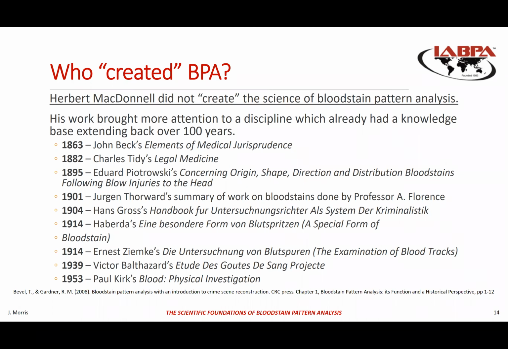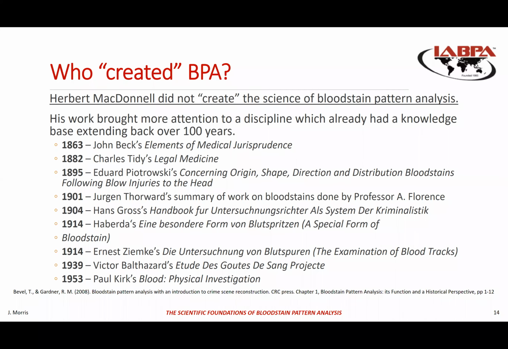Herbert McDonnell in the 1970s and 1980s played a large part in bringing bloodstain pattern analysis to prominence, to demonstrating its usefulness in criminal and civil investigations. But the work that was done on evaluating bloodstain patterns went before him for 100 years. Going all the way back to 1863, we start seeing published research about scientists and doctors and investigators who were looking at these bloodstains to try and determine what stories could be told.